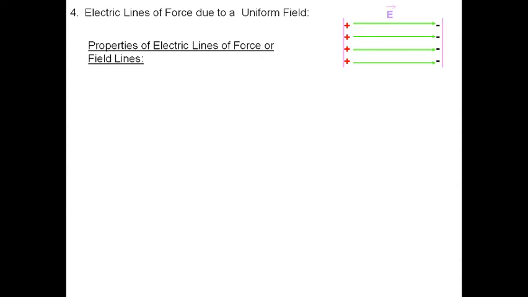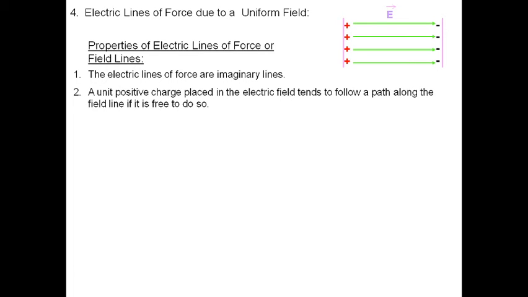Next, properties of electric lines of force or electric field lines. So we will discuss them one by one. First property, electric field lines are imaginary lines. Second, a unit positive charge placed in an electric field tends to follow a path along the field line if it is free to do so. So this we have also discussed in its definition.